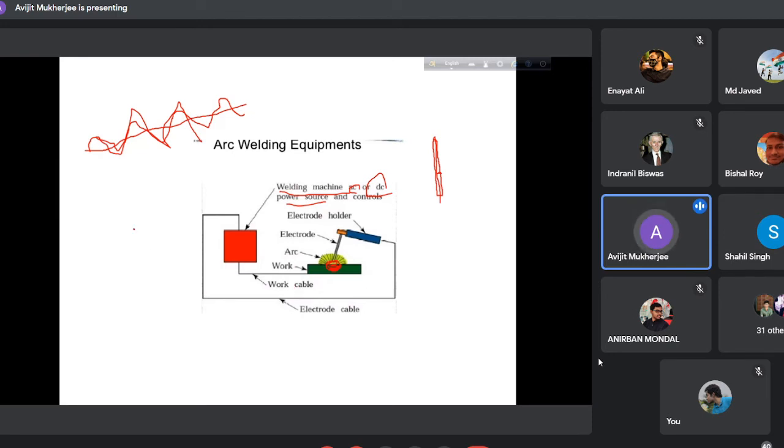Like in gas welding, we have two cylinders. One is an oxygen cylinder, another is an acetylene cylinder or other fuel cylinder. There are two cables and one mixing chamber, and either a cutting torch or welding torch. This is ignited here, then heat is generated. But here, this is the scheme.